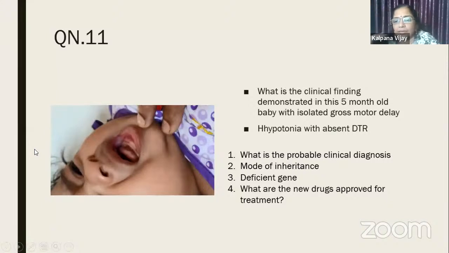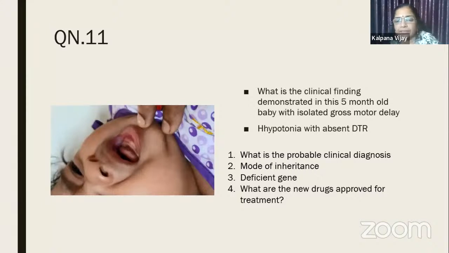And what is the mode of inheritance? Autosomal recessive. So we have 3 or 4 types of SMA. SMA type 1, 2, and 3. Type 1 actually starts from less than 6 months. Type 2 is 6 months to 18 months. And type 3 is after 18 months. So the first one is a non-sitter, the second is a sitter, and type 3 can walk. In adults, there is a type 4 also.